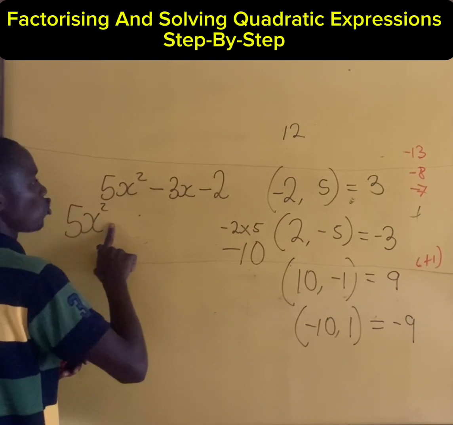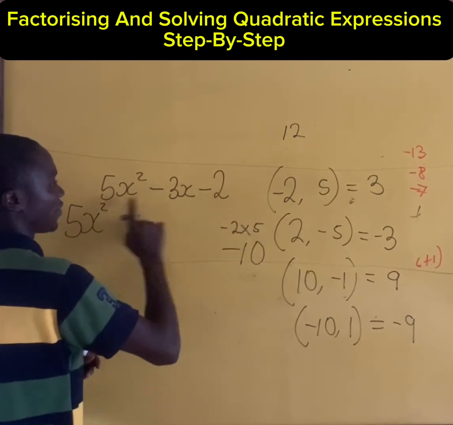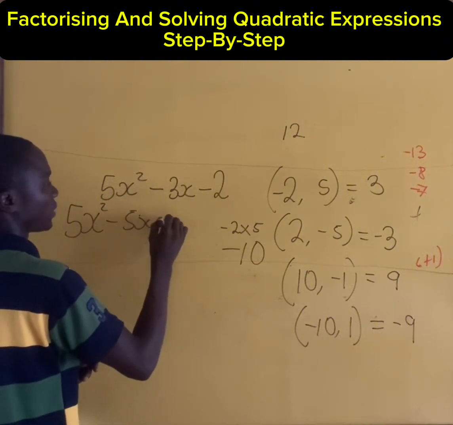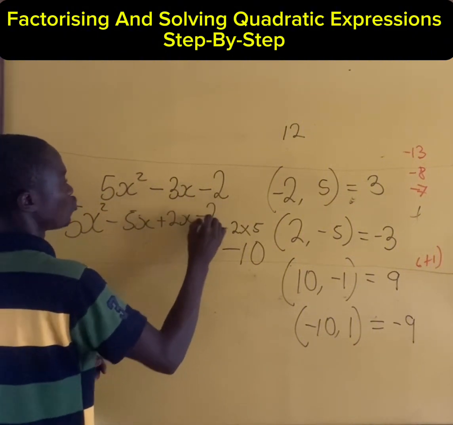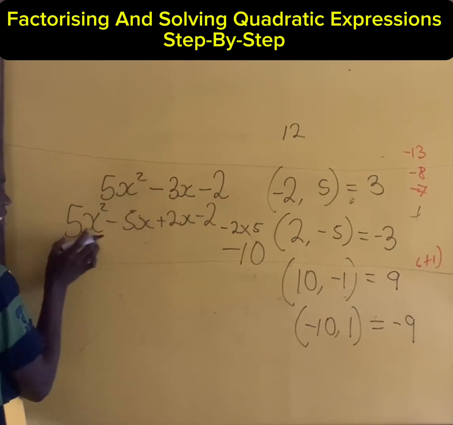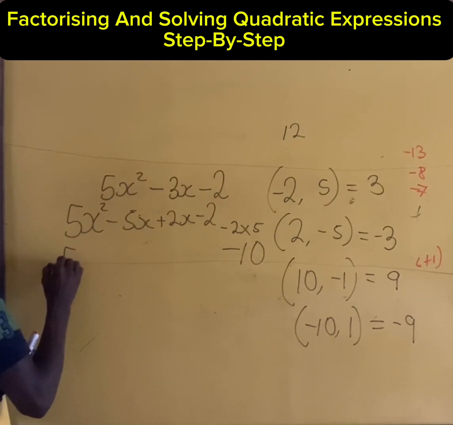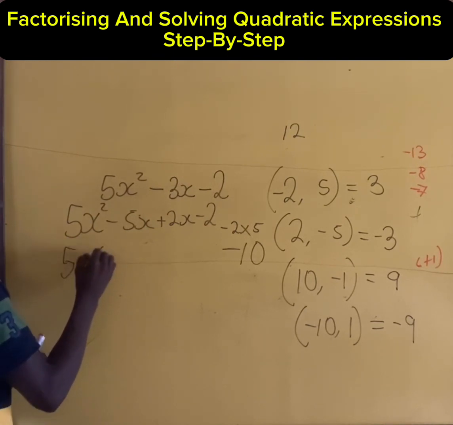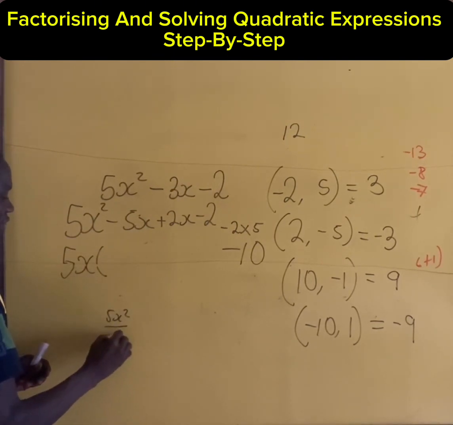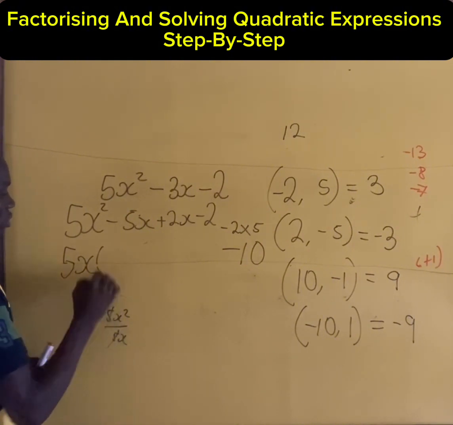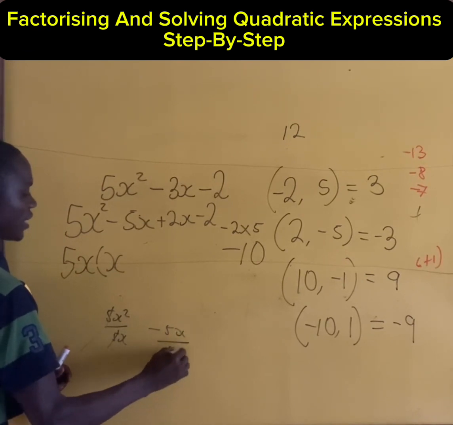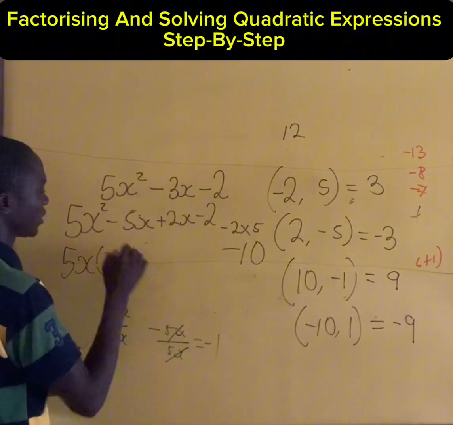Here I can put here 2 or can put here the minus 5. But once I have 5, let me use the minus 5x, then plus 2x minus 2 in a very simple way. So here 5x can divide 5x squared. So I'll put here 5x. Then this is 5x squared divided by 5x. 5 will cancel 5. X will cancel x. I have x. And minus 5x divided by 5x. This will cancel this to give negative 1.